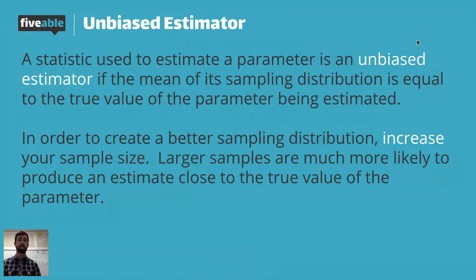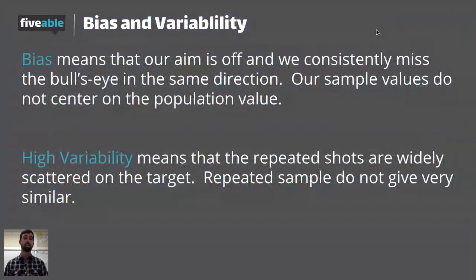Bias. So what exactly is bias? Bias means that our aim is off and we consistently miss the bullseye in the same direction. Our sample values do not center on the population value. For example, if I was trying to get the true population height of a Skyline student, and I only sampled athletic teams, it's probably going to give me something a little bit different than the true value. So my sampling method is biased.